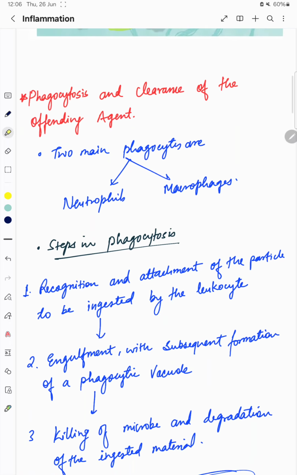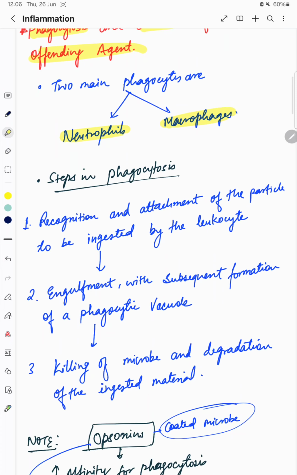Okay, now we will discuss phagocytosis and clearance of the offending agent. Two main types of phagocytes involved in acute inflammation are neutrophils and macrophages. So what are the steps involved in phagocytosis? First of all, a phagocyte recognizes the offending agent and attaches to it.